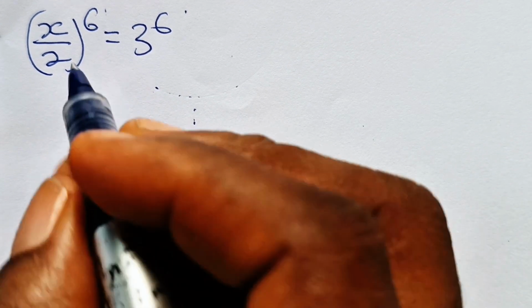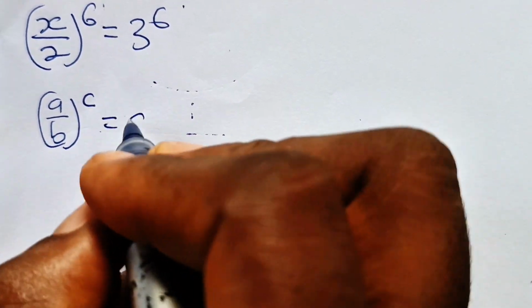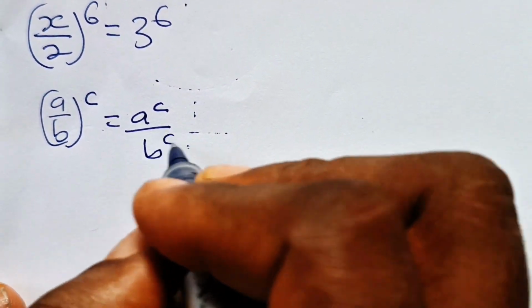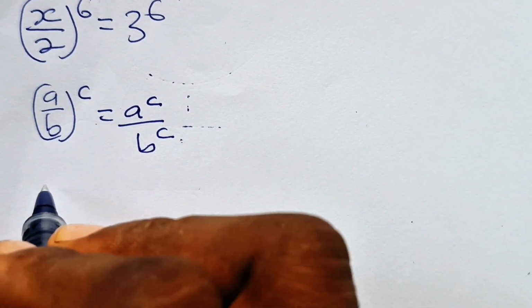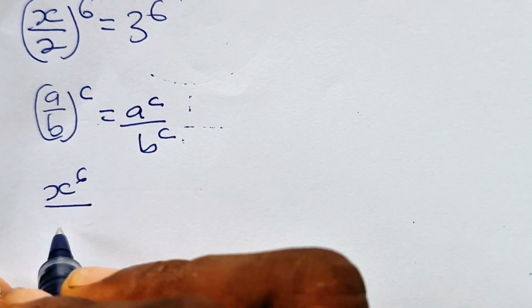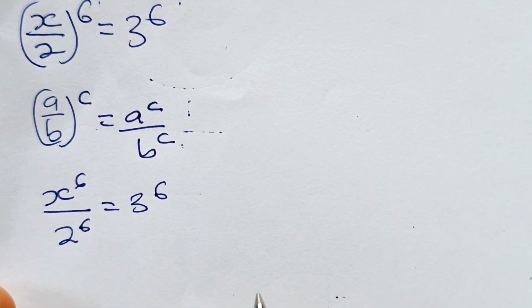First, recall that (a/b)^c is equal to a^c divided by b^c. So that means that we can write this as x^6 divided by 2^6 is equal to 3^6.